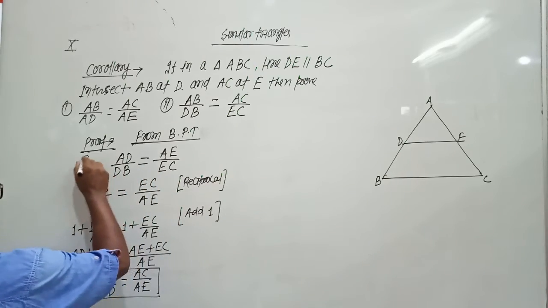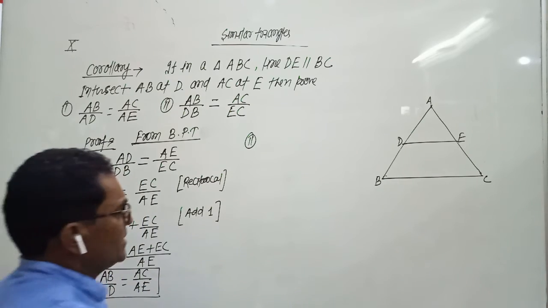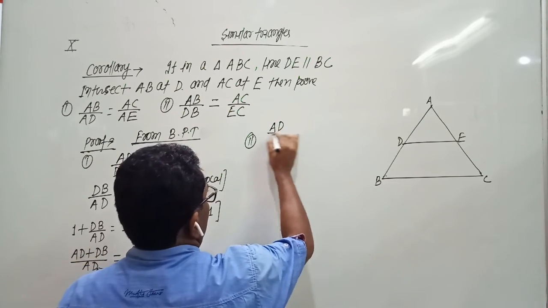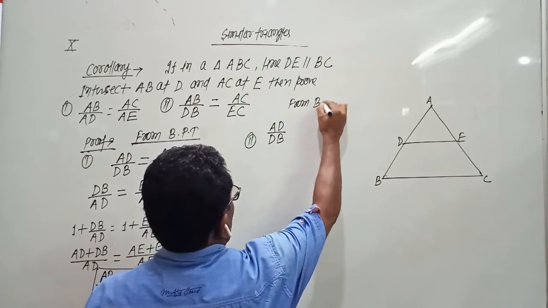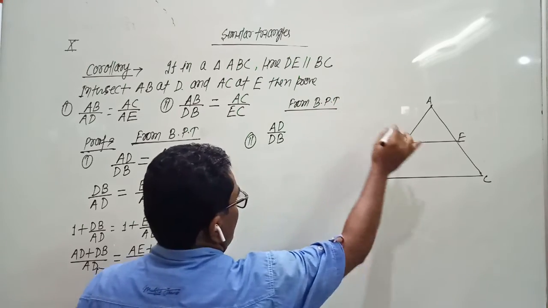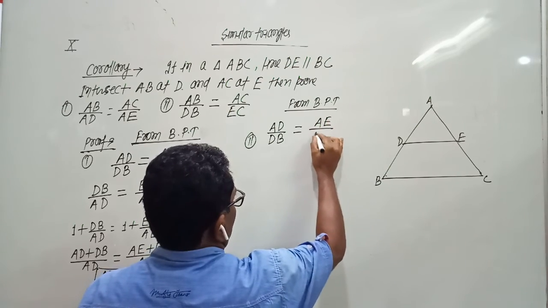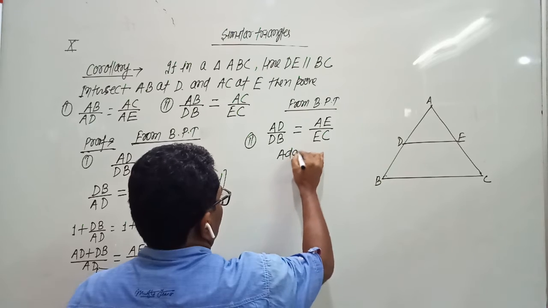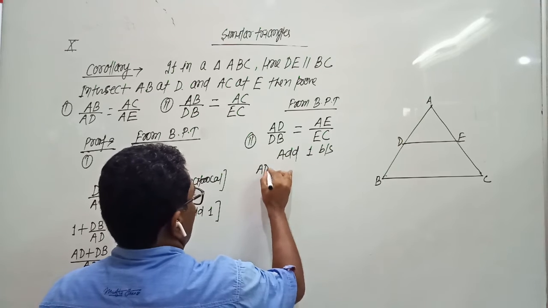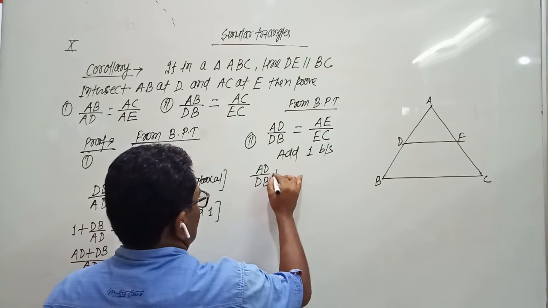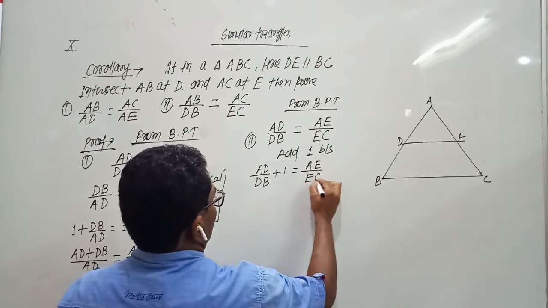Now for the second corollary, again we use the BPT, which is AD upon DB equals to AE upon EC, and add 1 both sides. So AD upon DB plus 1 equals to AE upon EC plus 1.